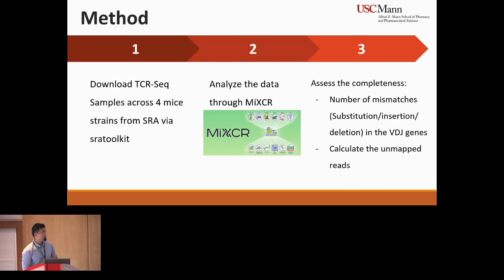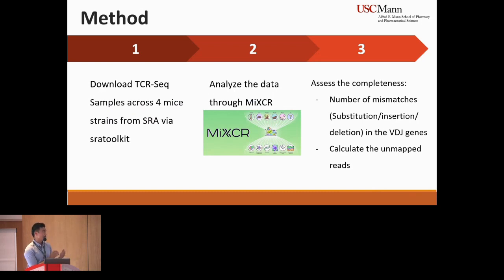Using the first approach, we can calculate the number of mismatches, because our hypothesis is that if the reference database is more representative of certain strains, the mismatches in this part, and also the unmapped reads, should be the lowest.